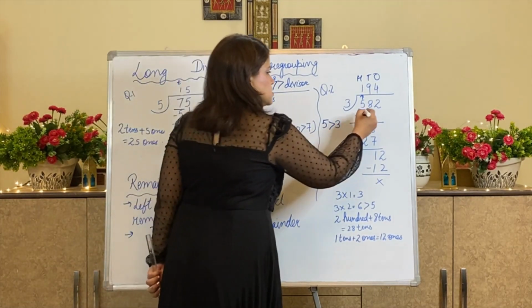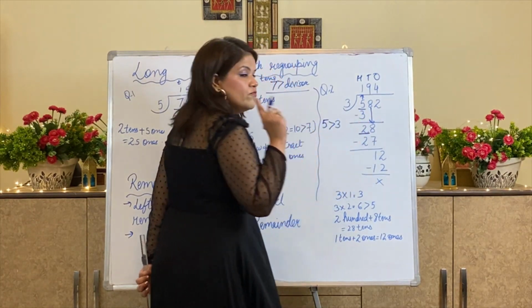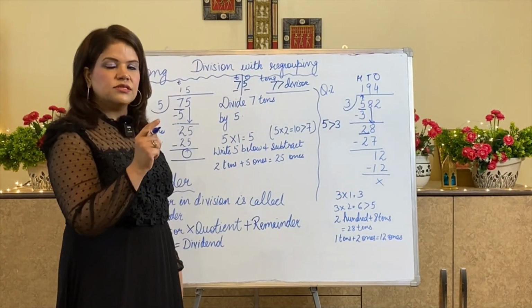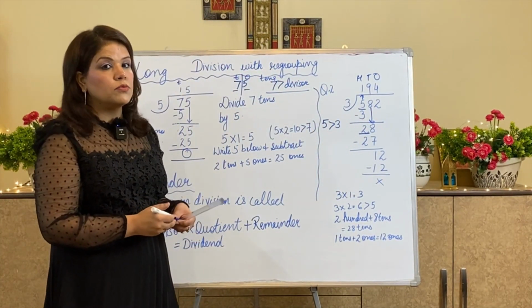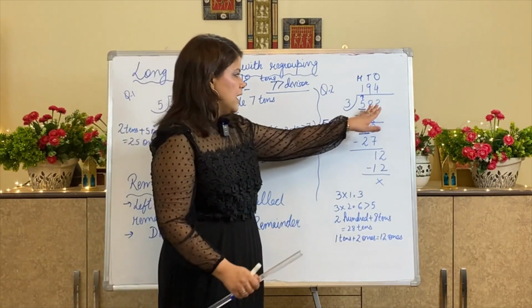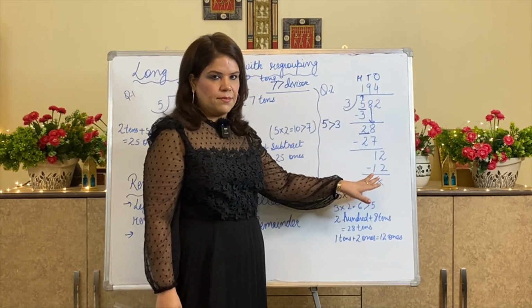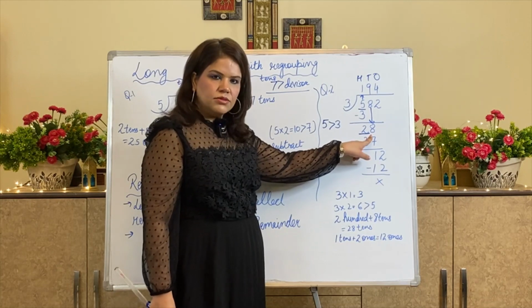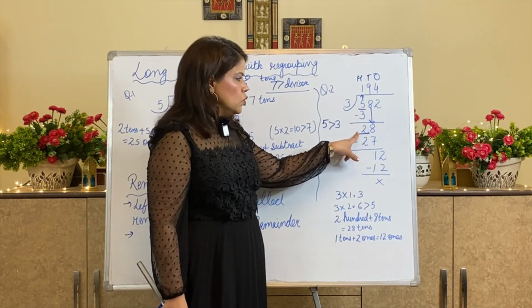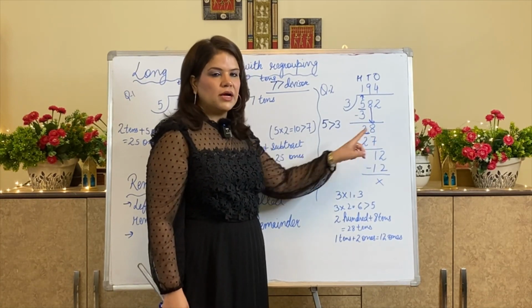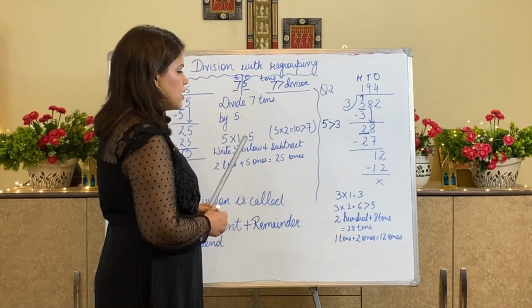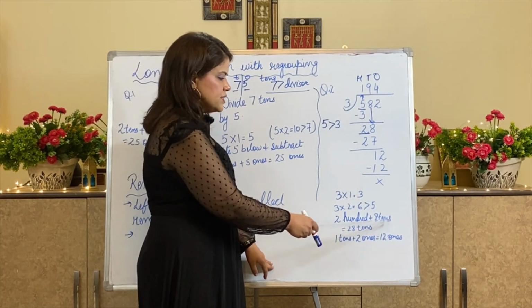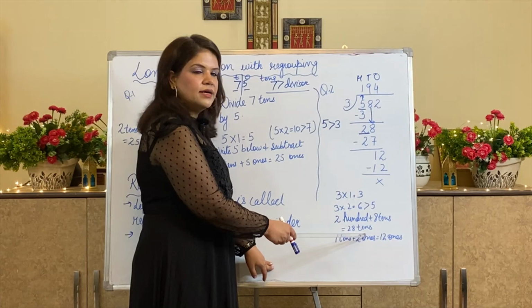Now this 8 is coming down. Only the next number after 5 will come down, not both the numbers. We will take them down step by step. So this number has come down now, and this 2 hundreds plus 8 tens will become 28 tens.